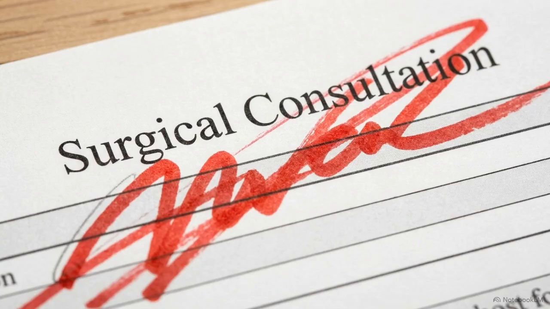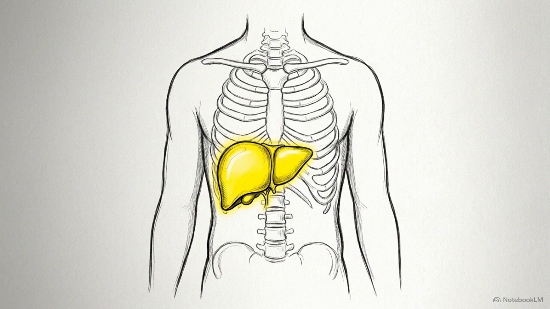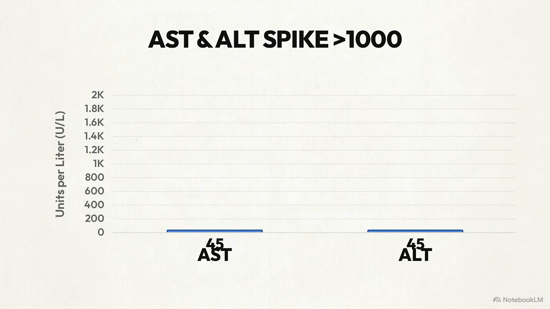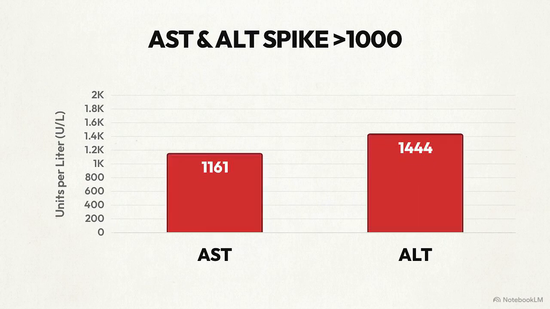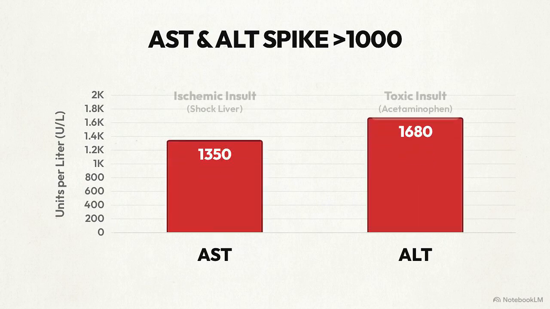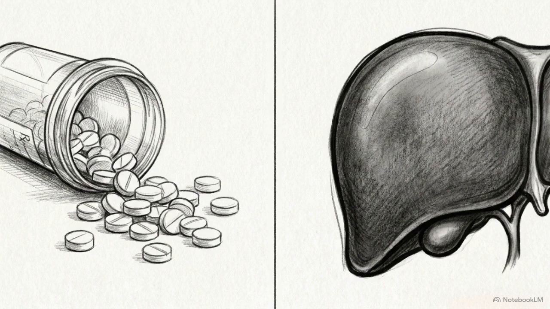Relying on this specific pattern of enzyme elevation prevents unnecessary invasive procedures. The lab results determine the anatomical target, which dictates the definitive imaging pathway. Massive spikes in AST and ALT, often exceeding 1,000 units per liter, typically result from massive toxic or ischemic insults. The most common etiologies are acetaminophen overdose and ischemic hepatitis, also known as shock liver.